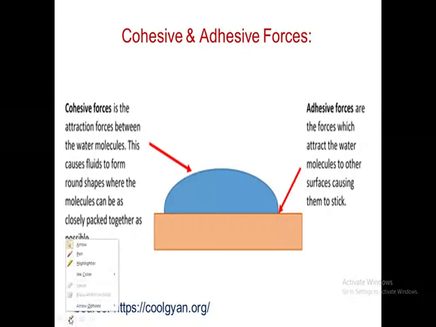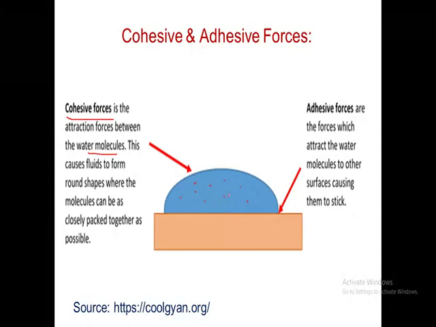Yeah. So you can see here, what we have is a glass plate. On this a liquid drop is kept. As you can see, cohesive force is the force of attraction between the water molecules. Here you have a number of water molecules, and that is called cohesive force. This cohesive force causes fluids to form a round shape where the molecules can be as closely packed as possible. So we say the round shape of this liquid drop is due to what? It is due to cohesive force.